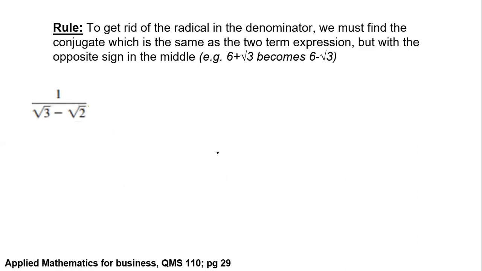Let's try this example together. You can also find this example in your QMS110 book, page 29. In this case, the conjugate would be square root of 3 plus square root of 2. Therefore, we multiply the numerator and the denominator by the same number to get square root of 3 plus square root of 2.